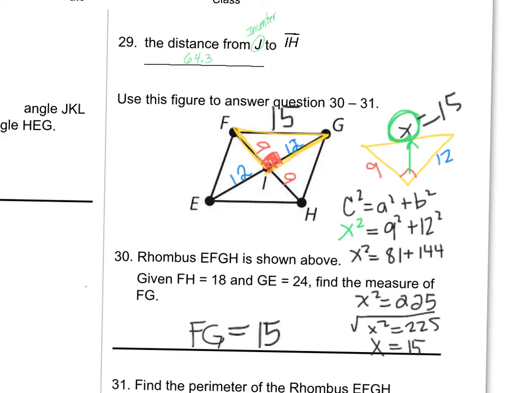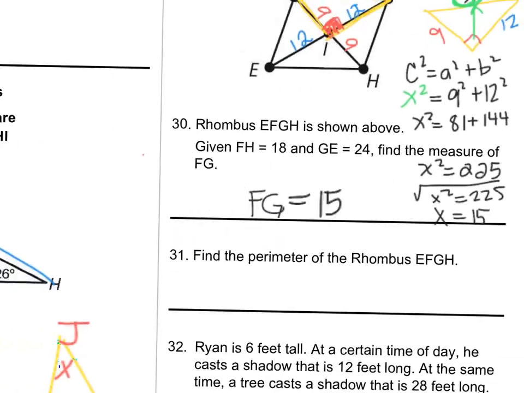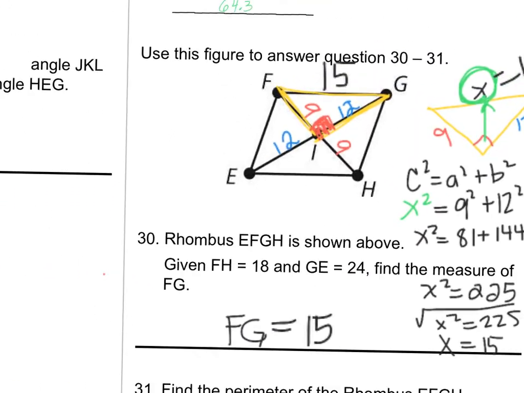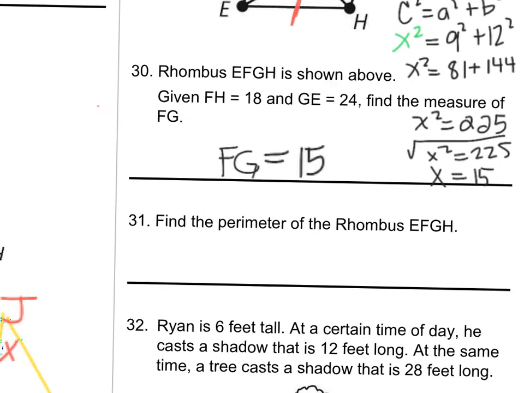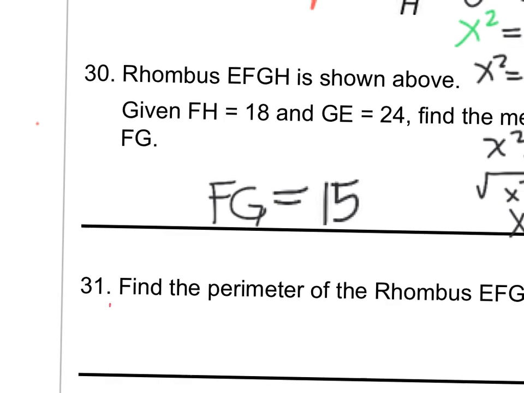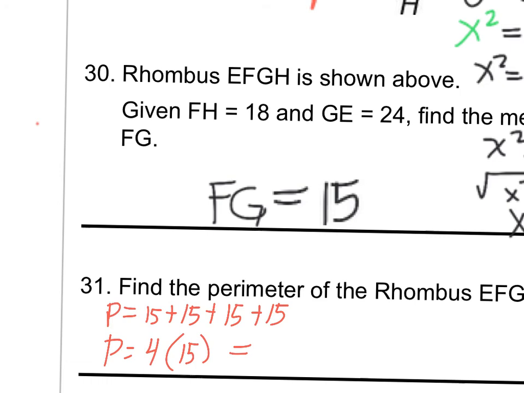Now, the other interesting fact, because this is a rhombus, is that all the sides are actually congruent. So that means this side measures 15, so does that one, so does this one, and so does that one. So to find the perimeter, you can either do 15 4 times, like that. Or you can do 4 times 15, which will give you 60. And there's our answer.